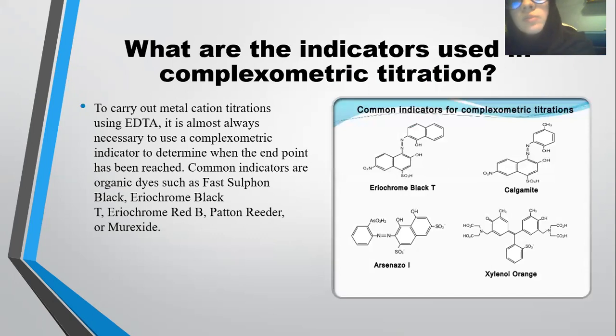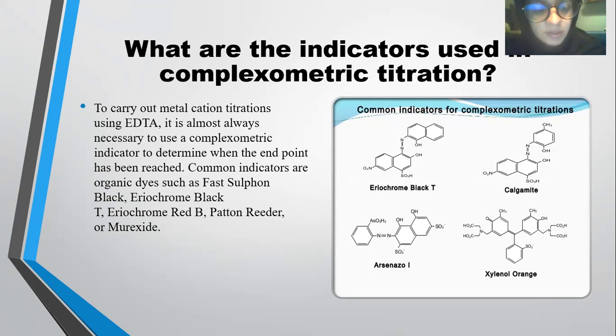What are the indicators used in complexometric titration? Common indicators for complexometric titration are Eriochrome Black T, Calmagite, Arsenazo, and Xylenol Orange. To carry out the metal cation titration using EDTA, it is almost always necessary to use a complexometric indicator to determine when the endpoint has been reached.